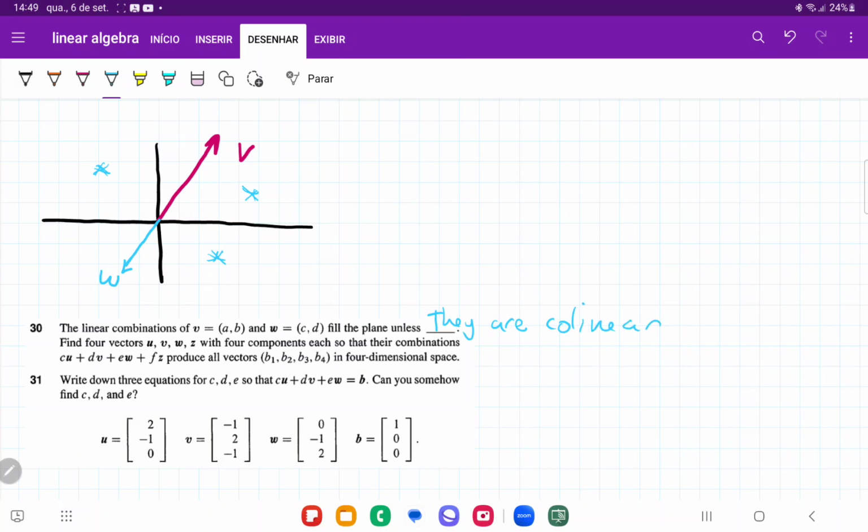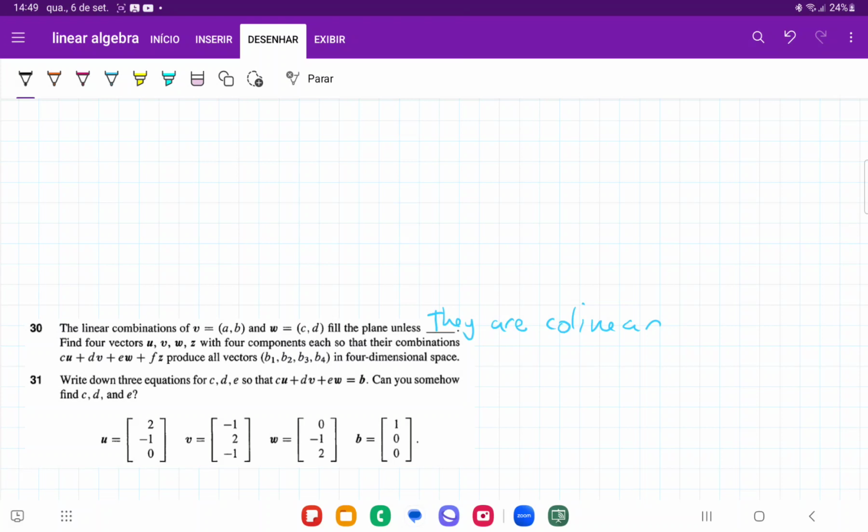collinear. Okay. And now they want us to find four vectors u, v, w, z with four components each so that their combinations produce all vectors in four-dimensional space. So we want to produce four vectors that are linearly independent, so each vector adds new dimensional information.